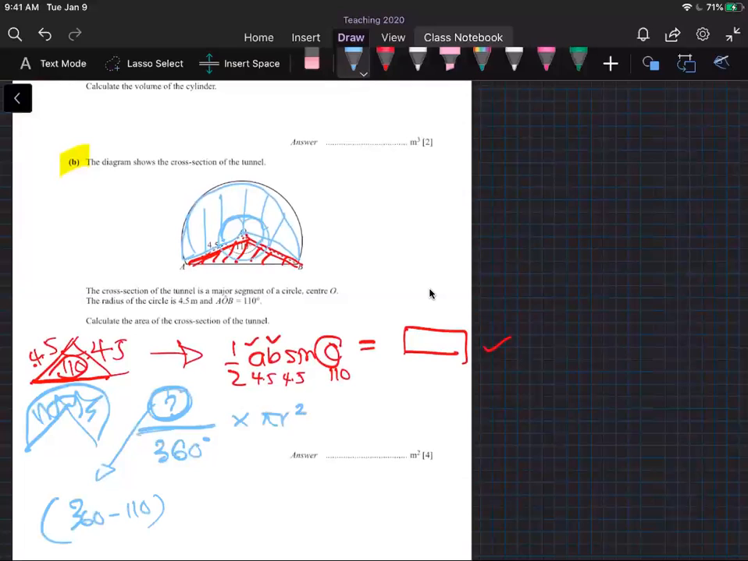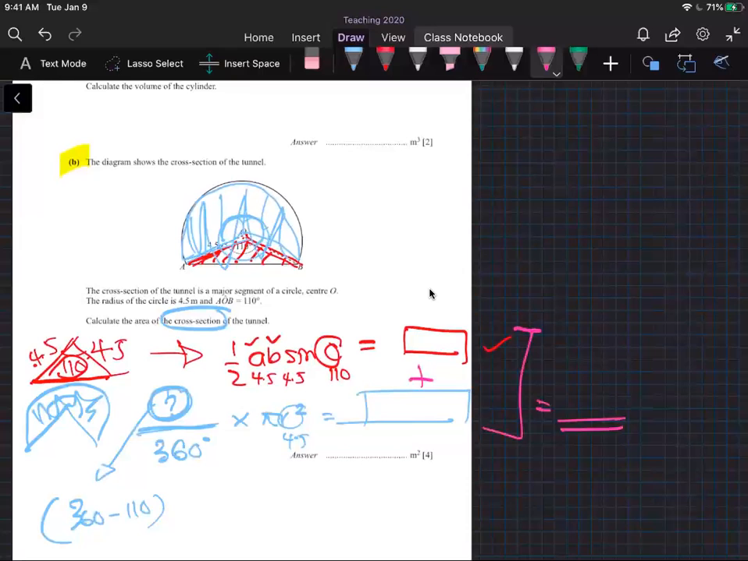Bila kamu dapat itu, over 360 times pi, R-nya dari mana? 4.5. Square jangan lupa. So you will get another answer. Again, let me repeat, do not leave your answer in 3 significant figures yet, because it's not final. Now you want to find out the total, right? Yeah, the cross section, which is the whole thing. So what you have to do is, you just have to plus this answer lah. Bila kamu plus the answer, baru kamu finalize your answer. Okay?